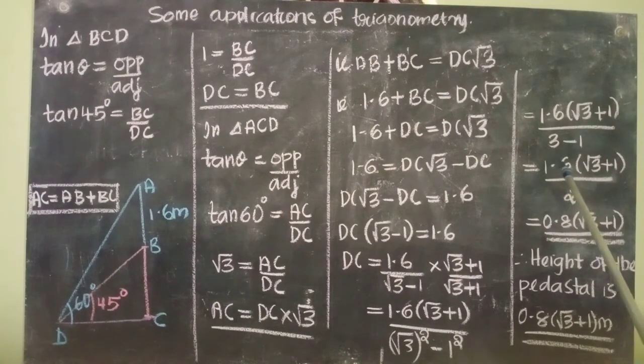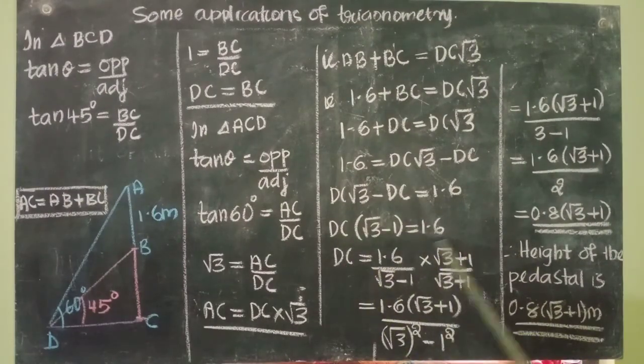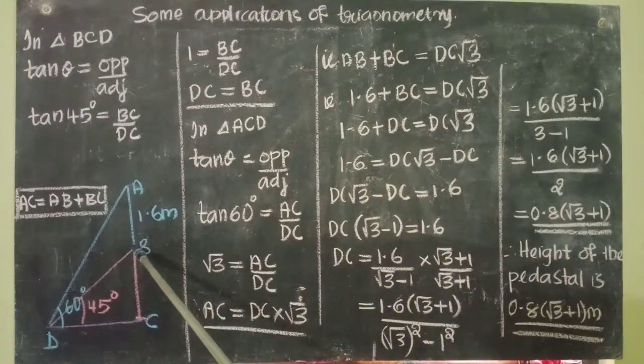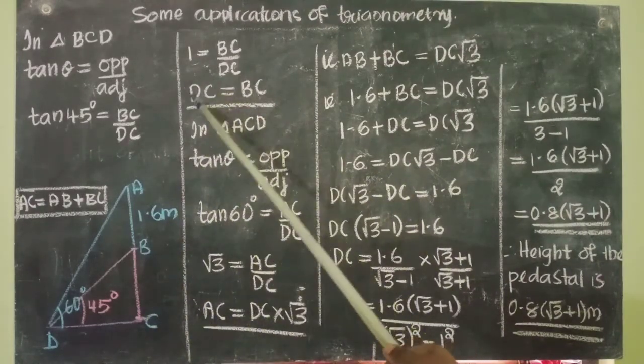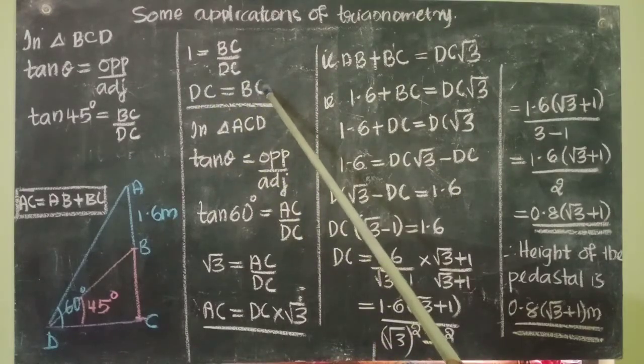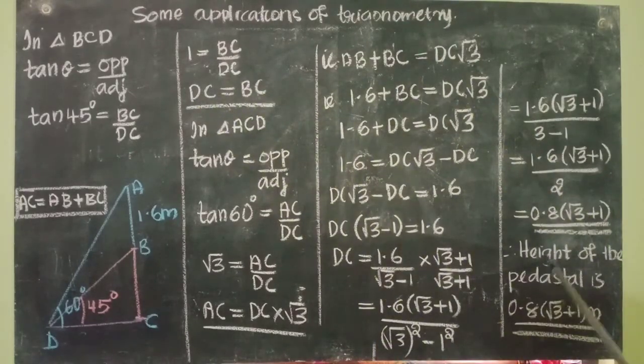Now we can cancel this 1.6 and 2. We get 0.8 into root 3 plus 1. That is DC equal to 0.8 into root 3 plus 1. The pedestal is BC. Here we proved DC equal to BC. So we can conclude height of the pedestal is 0.8 into root 3 plus 1 meter.